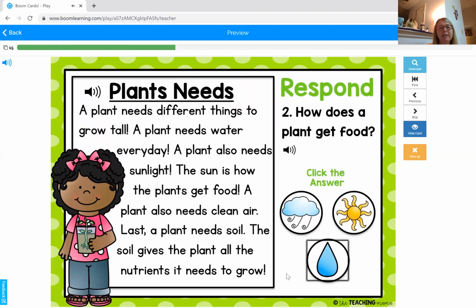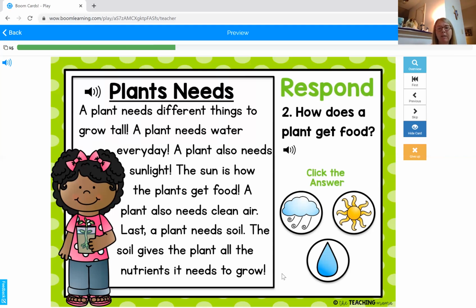All right, let's listen again to all the things the plant needs. A plant needs different things to grow tall. A plant needs water every day. A plant also needs sunlight. The sun is how the plant gets food. A plant also needs clean air. And last, a plant needs soil. The soil gives the plant all the nutrients to grow.